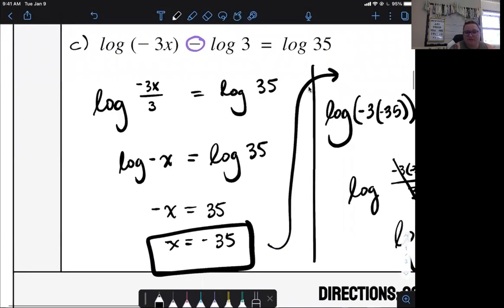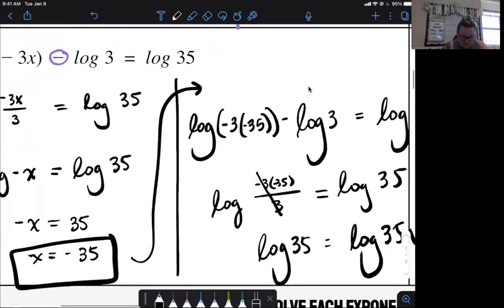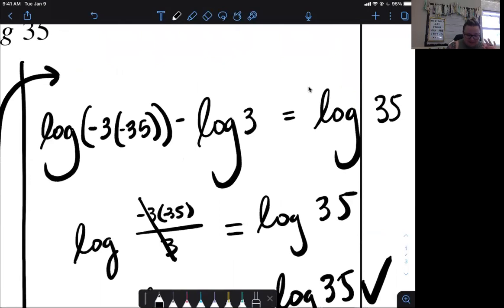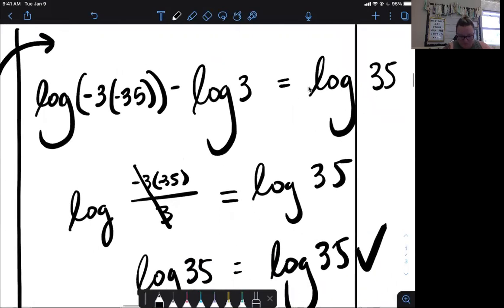All right, so when you solve this thing, you should end up with x equals negative 35. And you might think, oh, Ms. McGuire, x can't be equal to a negative because you can't have a negative inside a log. But hold on a second. When you plug it back into the original problem, you would get the log of negative 3 times negative 35 minus the log of 3 is equal to the log of 35.